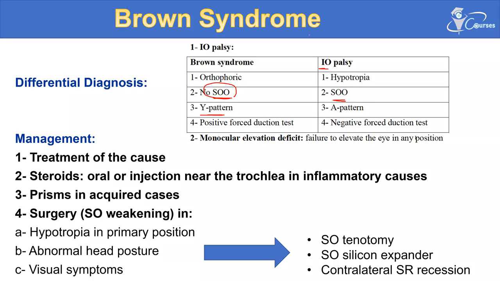The forced duction test is positive in the Brown syndrome, as in any case of restrictive strabismus, and negative in inferior oblique palsy, as in any case of paralytic strabismus. The other differential diagnosis will be the monocular elevation deficit, which will cause failure of elevation of the eye in any position.